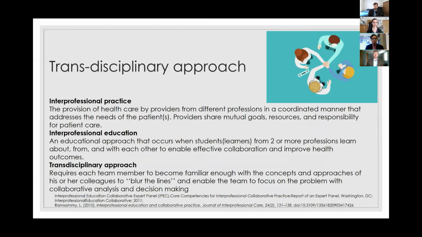And so each profession has its own unique knowledge, its own unique approach on patient care. And so what a transdisciplinary approach does is it creates this shared decision-making with the patient to really, again, transcend that individual type patient care to make sure everybody is on the same page.